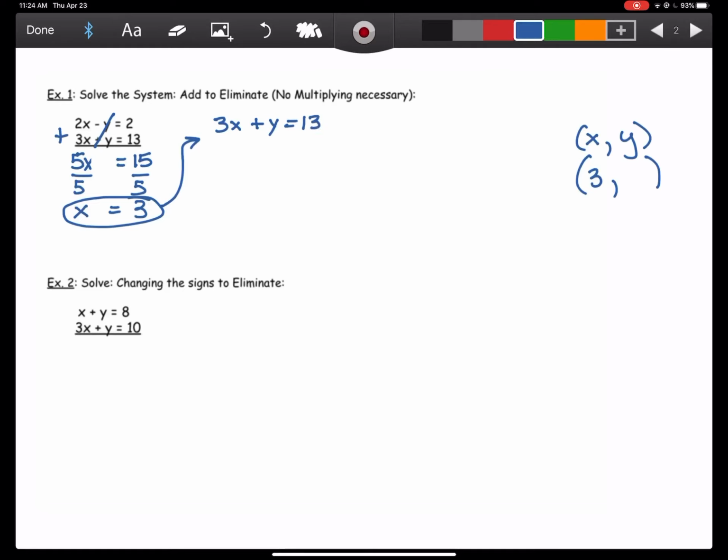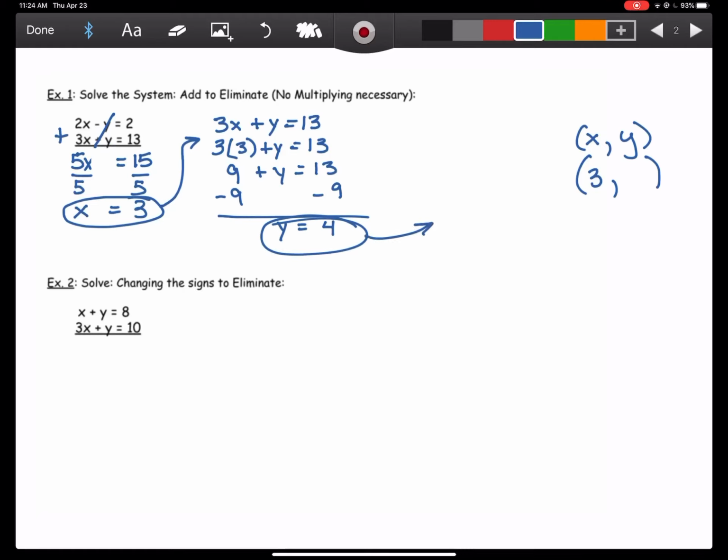Okay? Now I'm going to substitute. 3 times 3 plus y equals 13. Keep going. 9 plus y equals 13. So we know now that y has got to be 4, but we keep going to prove it. So we subtract 9 from both sides, and we get y equals 4. Now we have another part of our answer, and we need to bring that over to our ordered pair. So this problem is done, actually, and it's done because I have my ordered pair.